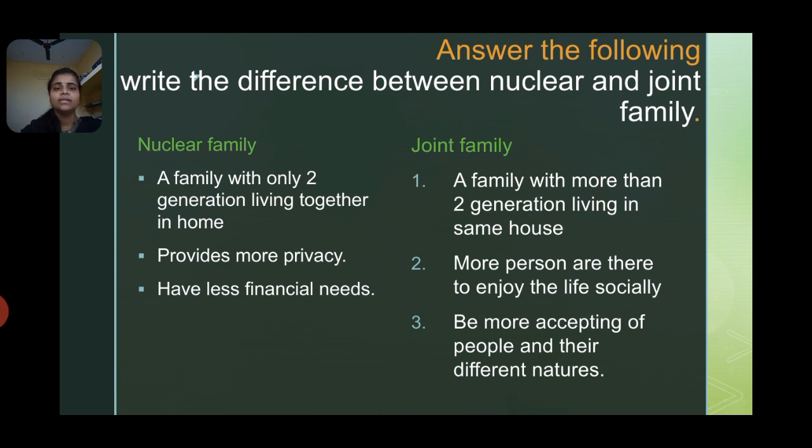In the nuclear family, a family with only two generations lives together at home. Whereas in joint family, a family with more than two generations lives in the same house. Here only two generations will be living in a nuclear family, whereas in joint family there will be more than two generations living in the same house.